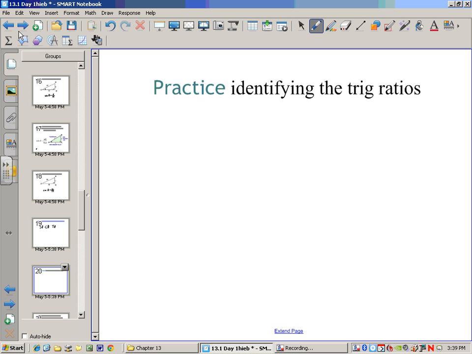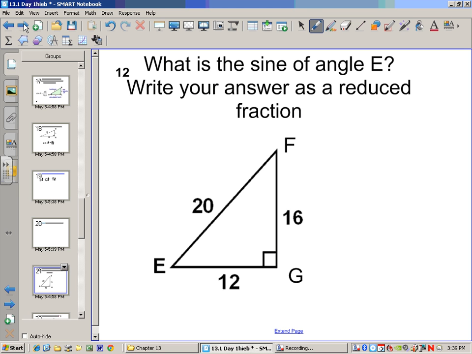Now let's do some practice identifying these trig ratios. What is the sine of angle E? Pause the video and write this one down on your sheet. The sine of angle E is opposite, which is 16, over the hypotenuse, which is 20. If I reduce this, it will be 8/10 or 4 over 5.